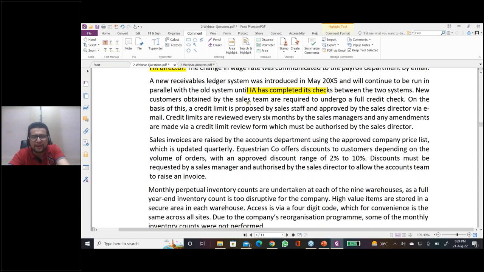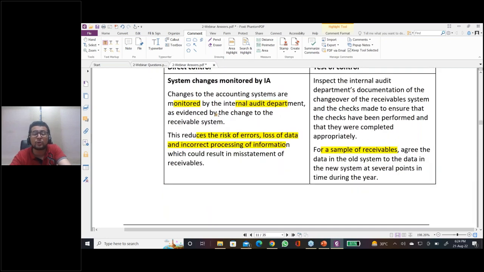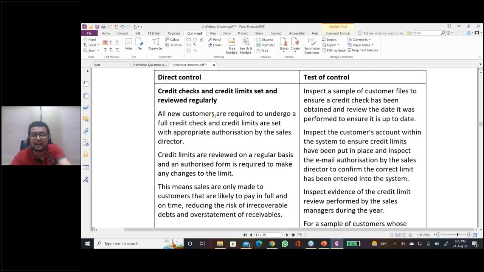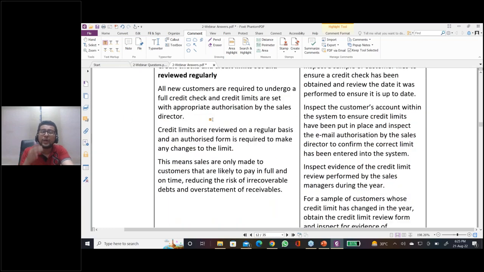New customers obtained by the sales teams are required to undergo a full credit check. On the basis of this, a credit limit is proposed by the sales staff and approved by the sales director via email. That's another key control, that the credit limits are proposed by the staff but approved by the director. This ensures that we are only going to deal with genuine customers. This reduces the risk of irrecoverable debts. This reduces the risk of overstated receivables. This ensures that only those customers will be authorized which are appropriate.